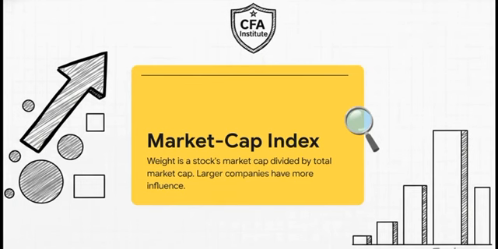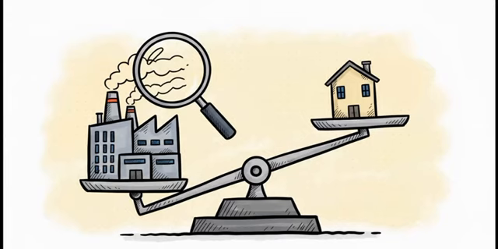Next is the market capitalization weighted index. Spoiler alert, the CFA Institute absolutely loves to test this one, mainly because it's the most common method used in the real world. Here, a stock's weight is its individual market cap divided by the total market cap of the entire index, so it actually reflects the aggregate market value, meaning larger companies naturally wield far more influence. So, the absolutely crucial takeaway here is that unlike the price method, a massive company with a cheap stock price will still completely dominate the index over a tiny company with an expensive stock price.